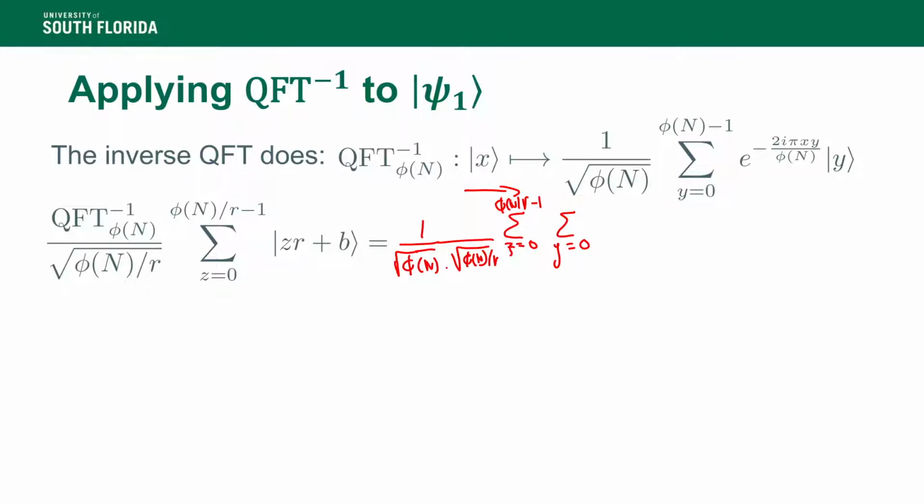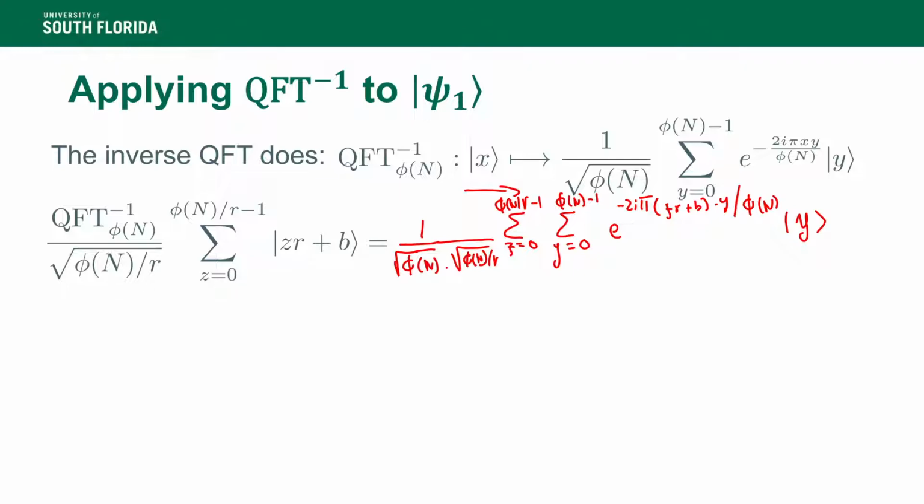So sum from y equals 0 to phi of n minus 1 of exponential minus 2i pi, and here our x's are of the form zr plus b, so we have to put zr plus b here times y, and the whole thing divided by phi of n. That was the power inside the exponential, and then times y.